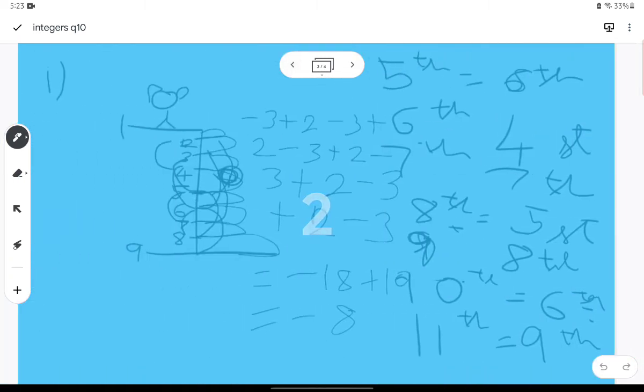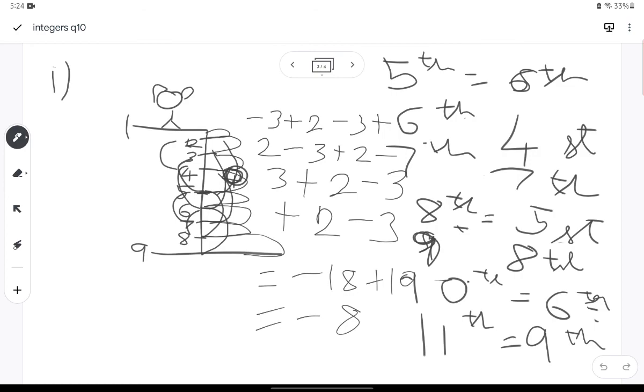And then the next one, as you have done 11 steps, so minus 3 plus 2, minus 3 plus 2, minus 3 plus 2, minus 3 plus 2. We need to do that 11 times. We get minus 18 plus 10, which is equal to minus 8.